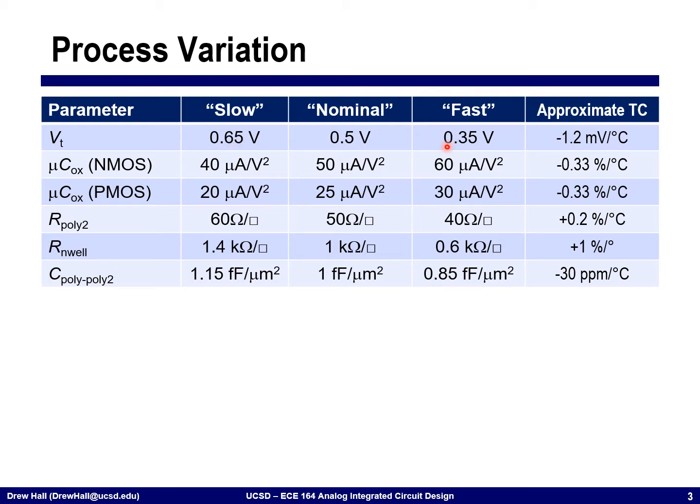For the fast case, I would have more overdrive voltage, the device would have more current, and it would appear faster. The same is true of all of the other parameters in terms of the transconductance, poly resistance, as well as the capacitance between, in this case, two polys. In addition to having this global process variation, all of these have temperature coefficients associated with them, which we need to take into account when we start designing temperature robust circuits in order to leverage this temperature coefficient.